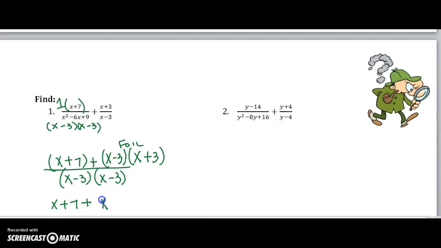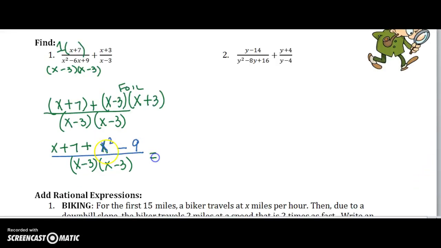Want me to do that in a different color? x squared minus 3x plus 3x. Oh, good. At least they're going to cancel, making a difference of squares, negative 9. So all of that is over x minus 3 times x minus 3. So when we combine like terms, we have x squared plus x, and then negative 9 plus 7 leaves us with negative 2.